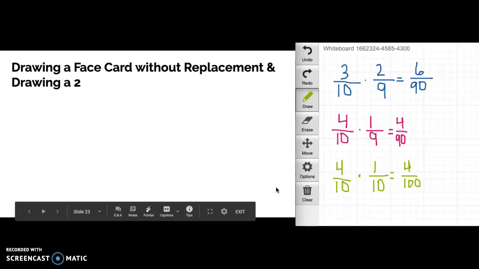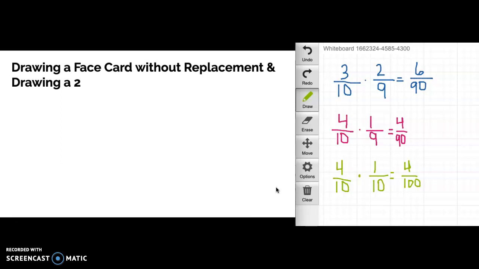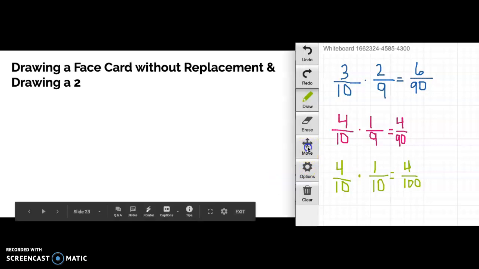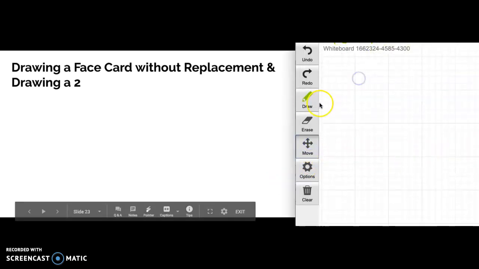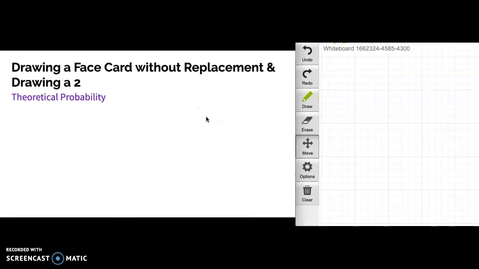This time we are going to draw a face card without replacement and then draw a 2. Okay, so dependent event because it is without replacement. We are going to draw one card from the deck of cards, leave it out, and then draw another from the deck of cards. Okay, I'm going to clear this. All right, theoretical probability, what should happen? We want to know the probability of drawing a face card, not replacing it, and then drawing a 2.